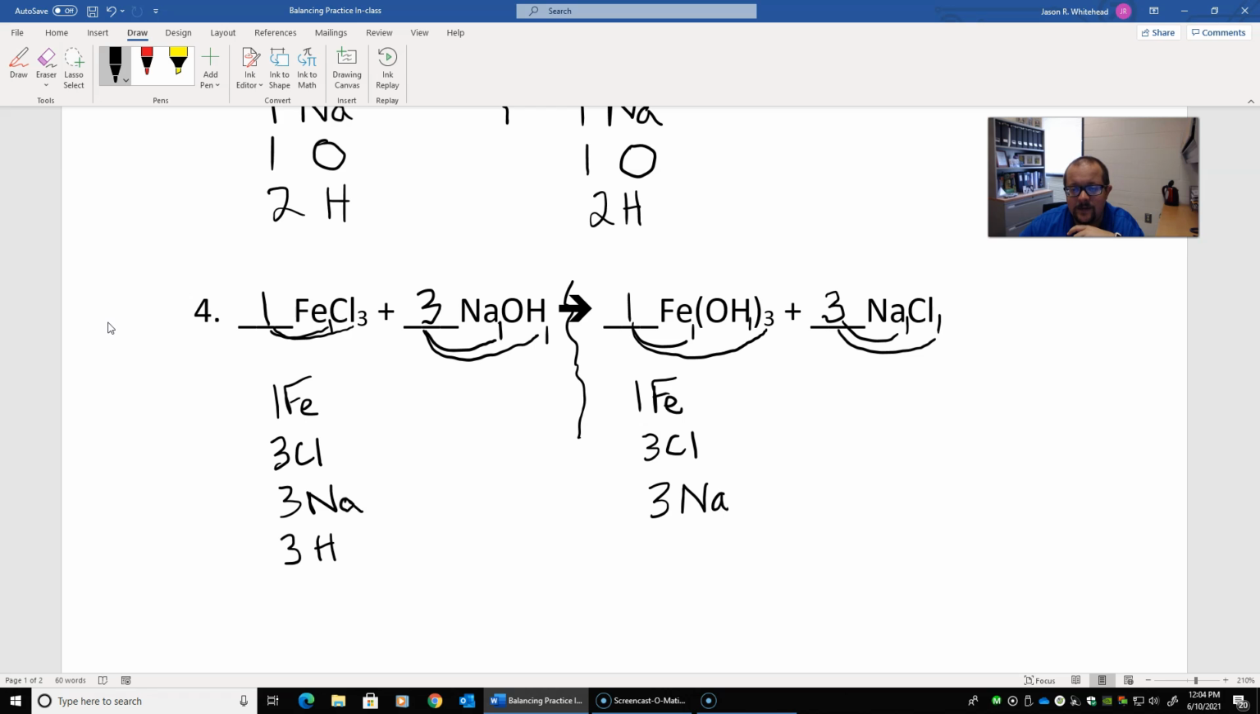outside times this 1 hydrogen tells me that I have 3 hydrogens over here also. So my hydrogen's balanced out. So we have got a well-balanced reaction. With the coefficients being 1, 3, 1, 3, we can't reduce those numbers any further, so we're done.